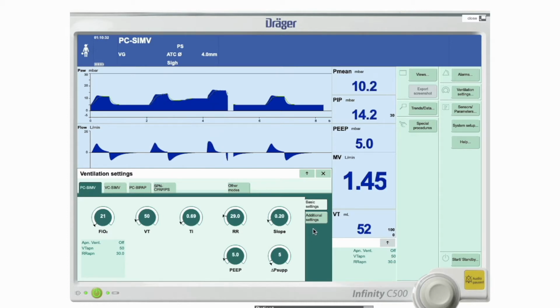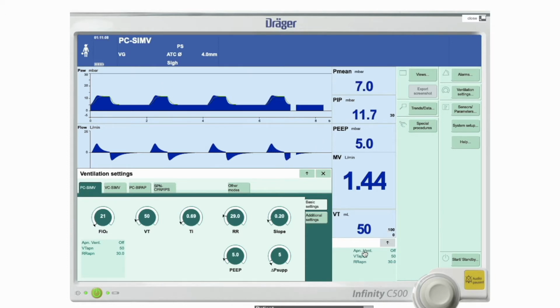Now, just looking at the screen, I know that the majority of the additional settings that I'm going to talk about, and I think there's about 7 or 8 of them, are already in play. I see VG here, which stands for volume guarantee, and you find that in pressure modes. I see ATC, which is automatic tube compensation, and I also know it's involved because you've got this blue line across the top. I see sigh, which tells me that a sigh breath is also engaged.